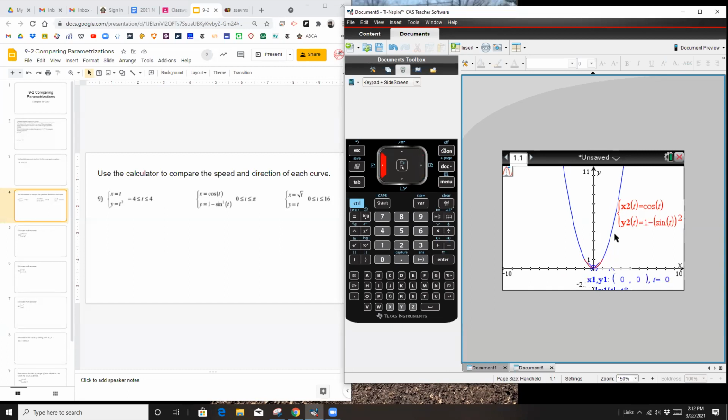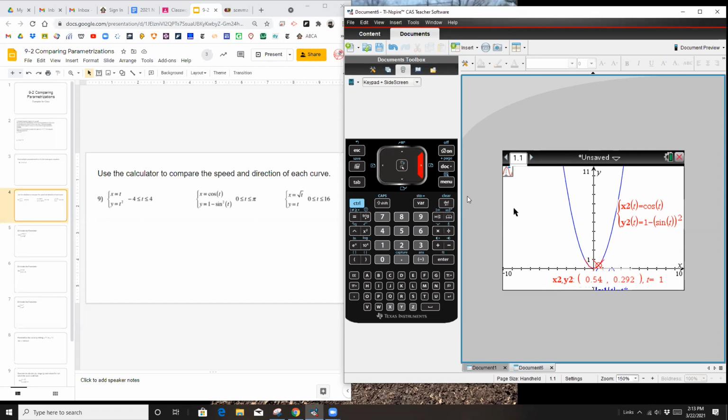Now for the speed part, if we look at between 0 and 1, notice how much of the curve it jumps from. It goes from there to there when t goes from 0 to 1. If we look at this graph, when we go from 0 to 1, it doesn't cover as much space on the graph. So I would say that the speed of the red graph is higher because it's covering more distance every time t increases by the same units.